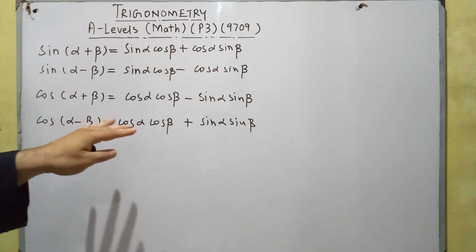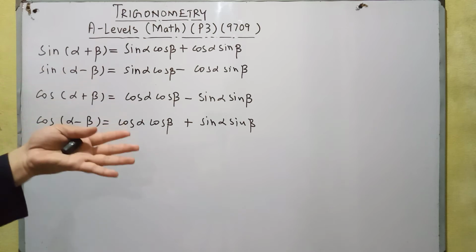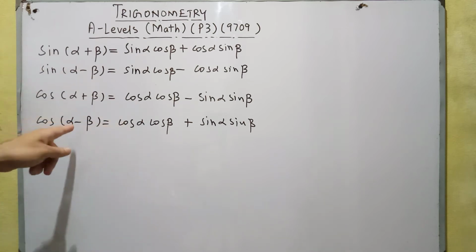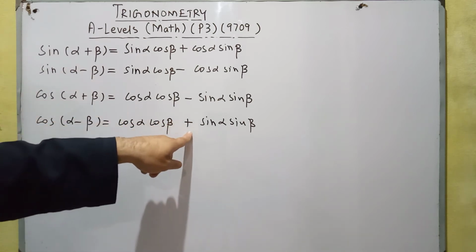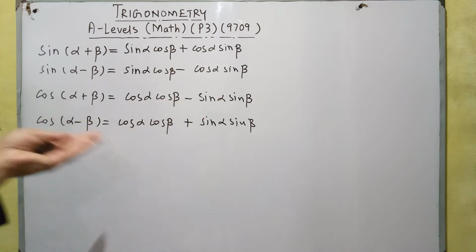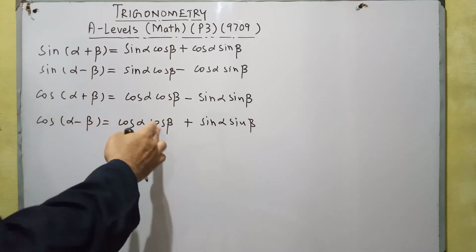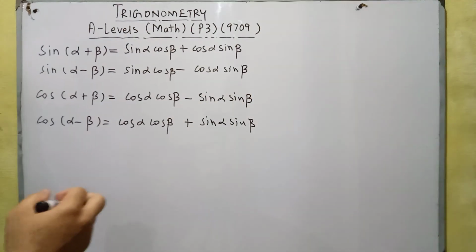Similarly, in cos function we don't have opposite functions but we have opposite signs. Like we have negative sign here, we will have plus sign here. Signs are opposite but functions are same. Like cos is coming with cos and sine is coming with sine.